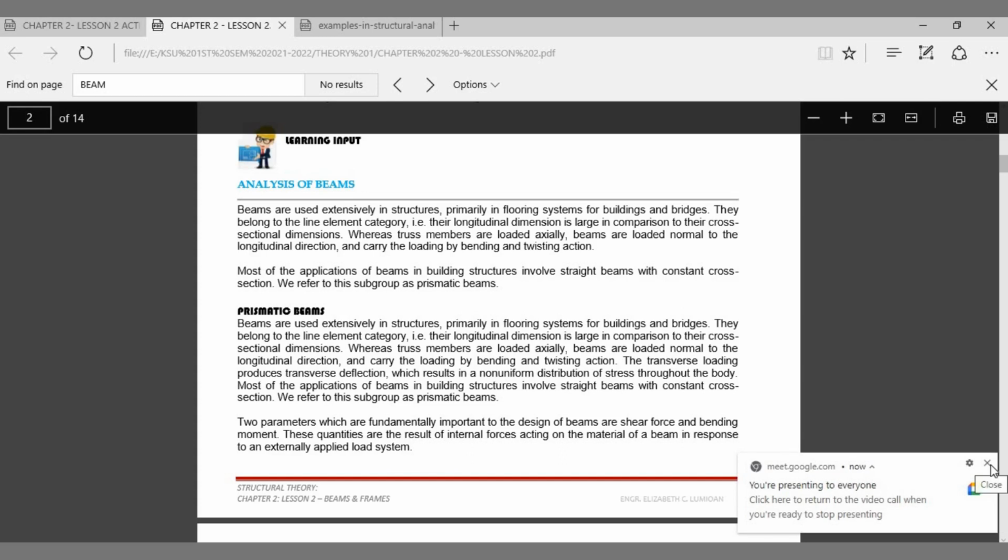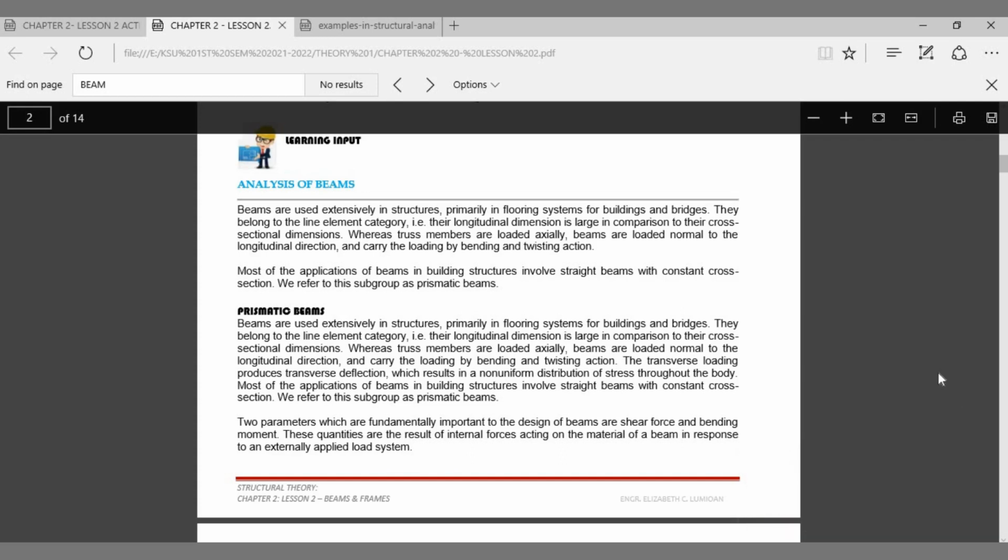Yes, ma'am. Hi. So before I start with the analysis of beams, if ever I have a question, kindly put your answers in the chat box. You don't have to open your microphones. Just send your answers in the chat box if ever there are any. Okay, are we clear on that? So that I can also screenshot those who give answers.